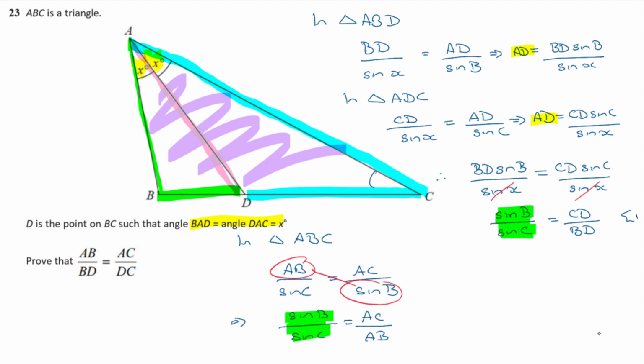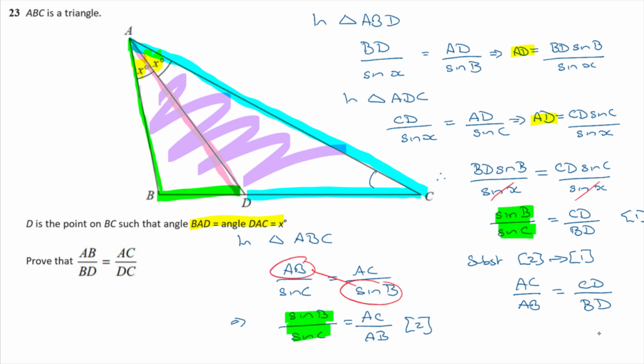So if I call this one equation 1 and this one equation 2, I can say substitute in equation 2 into equation 1, we're going to get AC over AB is equal to CD over BD. Now it's not quite what I wanted. Can you see? But it's got all the right bits.